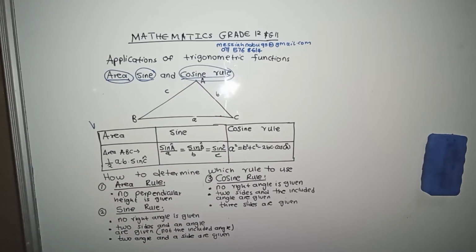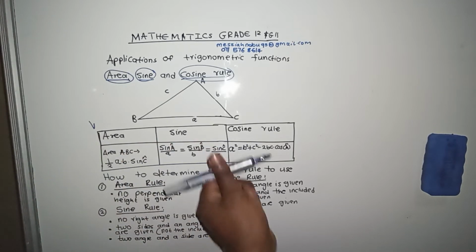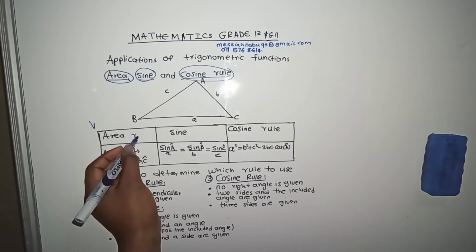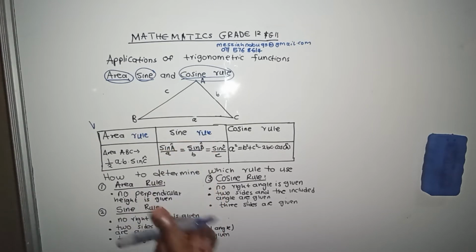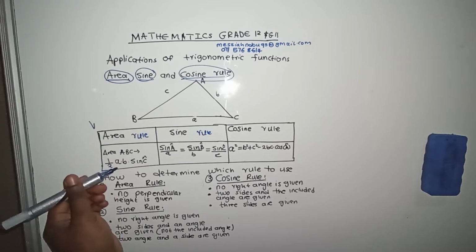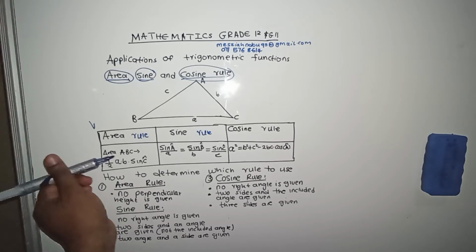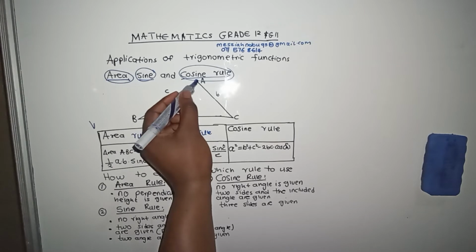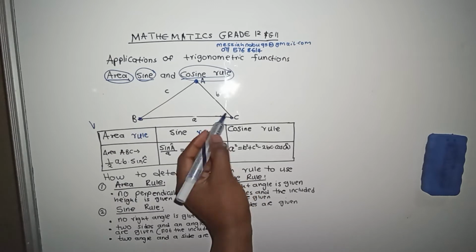As you can see on my table here, we have the formula of each rule. The first one is for the area rule, then the sine rule, and the cosine rule. You can write the rule here, the area rule, and this is the sine rule. The formula of the area rule depends on the triangle that you'll be using in that particular situation. As an example, I'll be referring to this triangle, ABC, that you're seeing here.